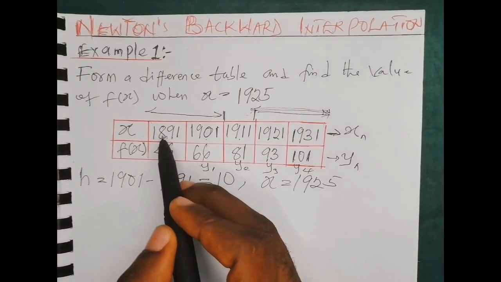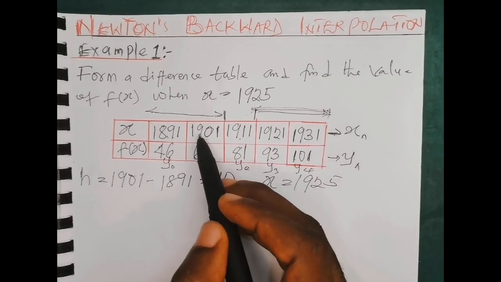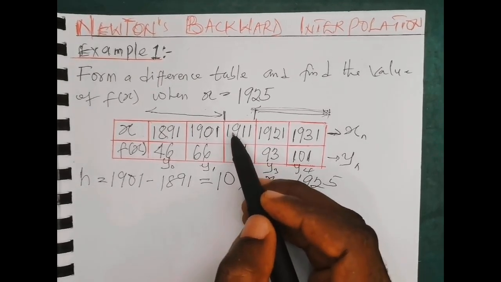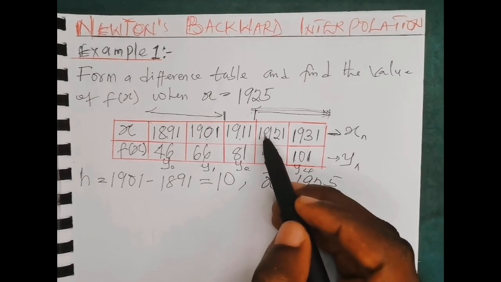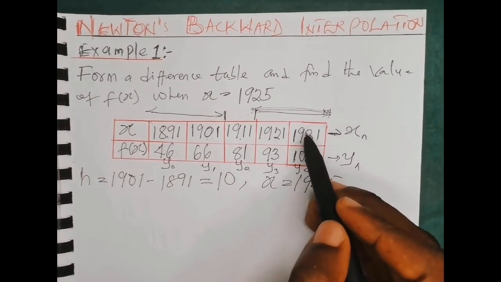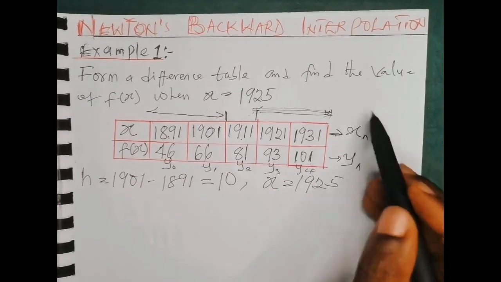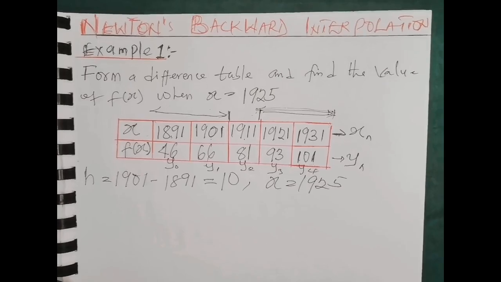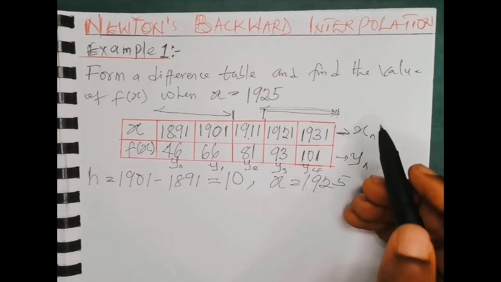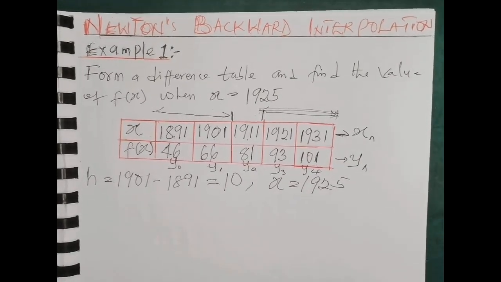First value of x is termed x0, second value is termed x1, third value is termed x2, fourth value is termed x3, and the fifth value here is termed x4, which can also be called xn. So the very last value of x in the table is called xn. So let's find v now.